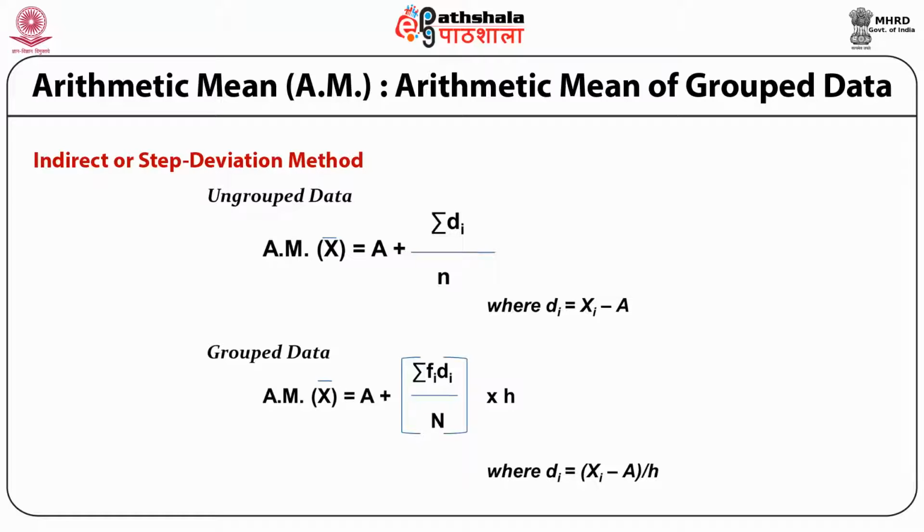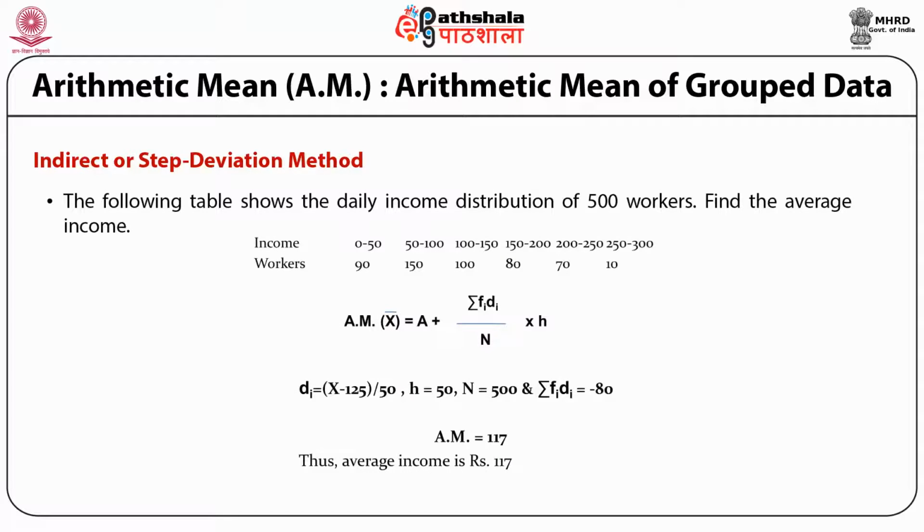In case of group data, arithmetic mean x bar is equal to a plus summation fi di divided by capital N, and this is multiplied by h, where h is the class interval or the width of the class, and di is equal to (xi minus a) upon h. So in case of group data, what we are doing is, we are shifting the origin and we are also changing the scale. Now let's explain this point using an example.